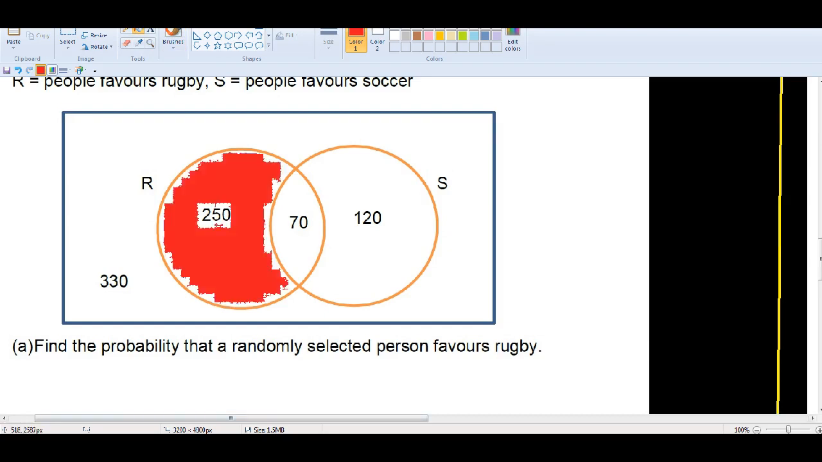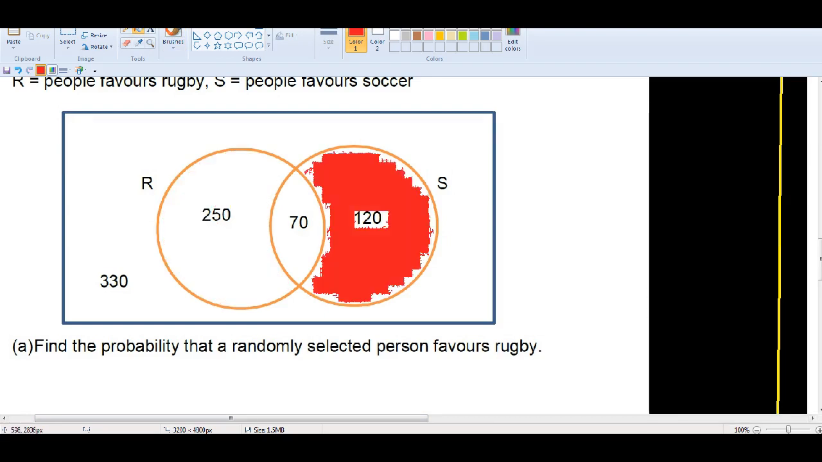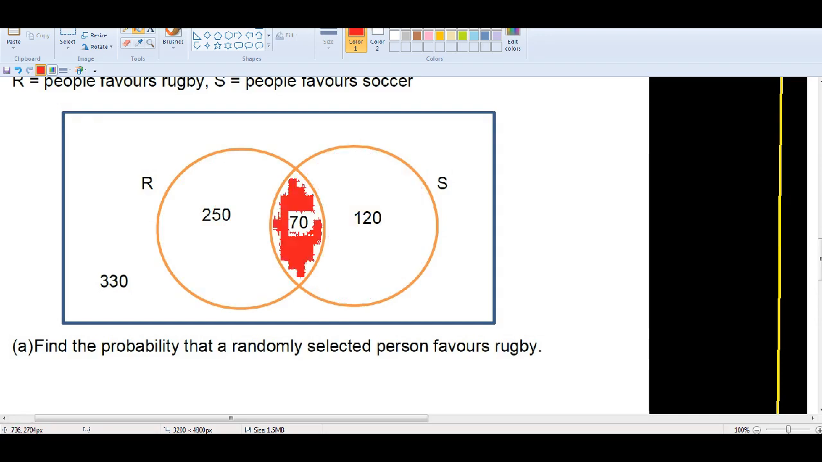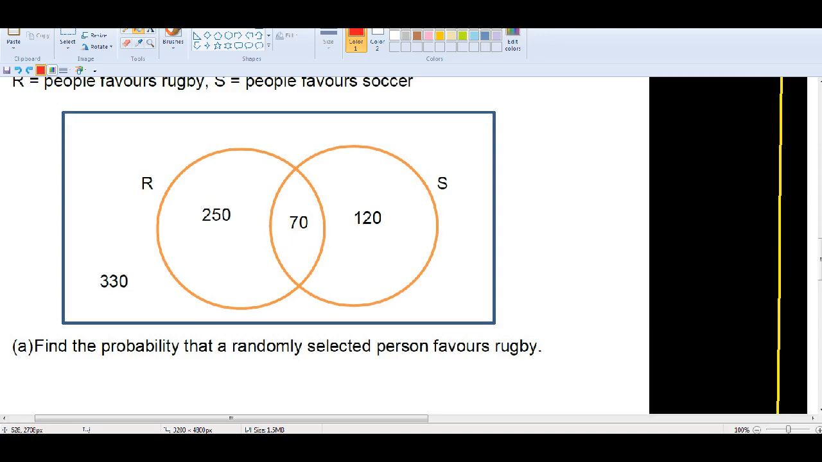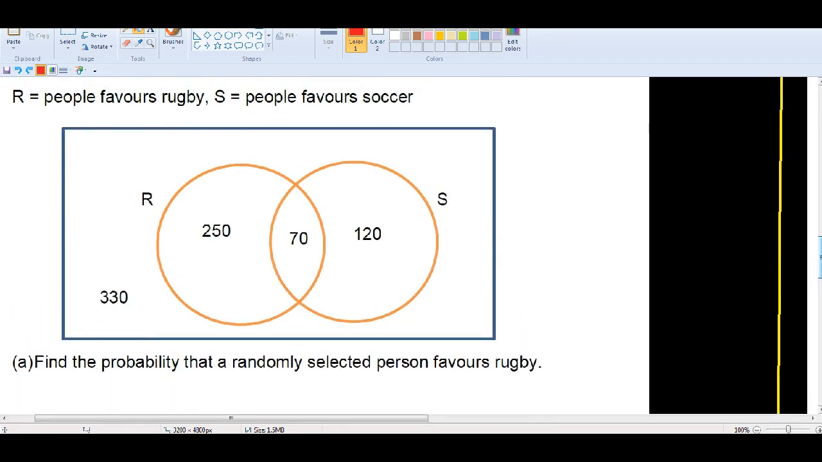So this group of people only favors rugby but not soccer. And 120 people favor only soccer but not rugby. For 70, they favor both. And for 330, that means there are some people who favor neither of the sports. Alright, so let's see the probability.